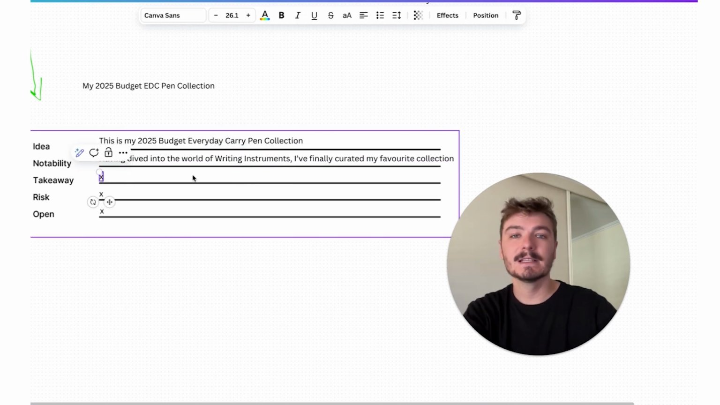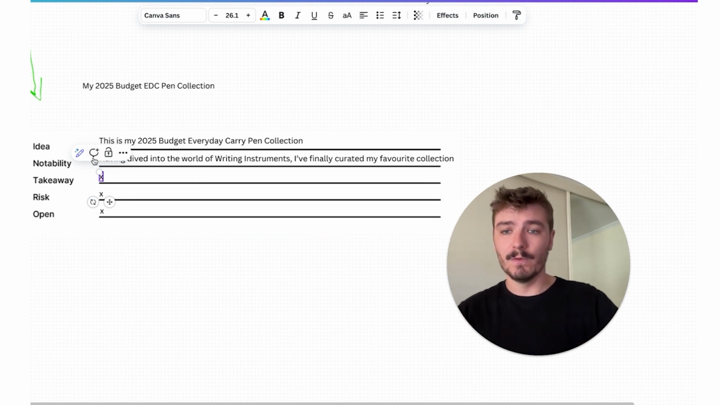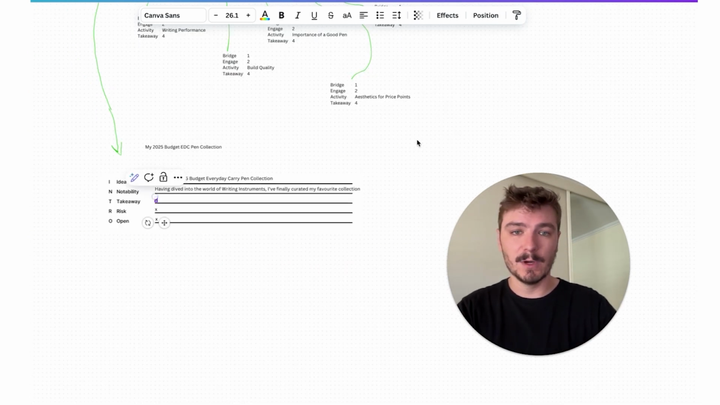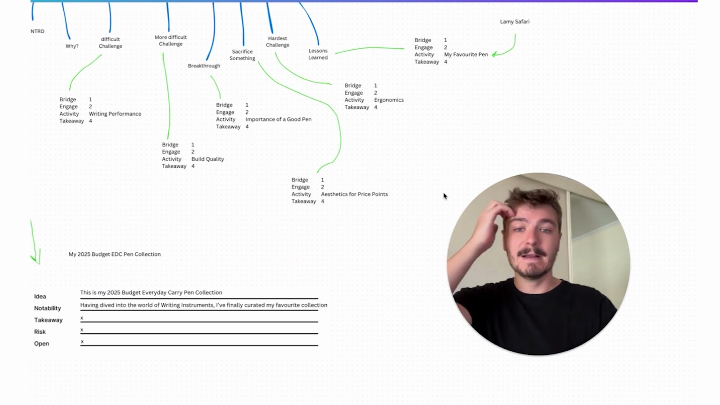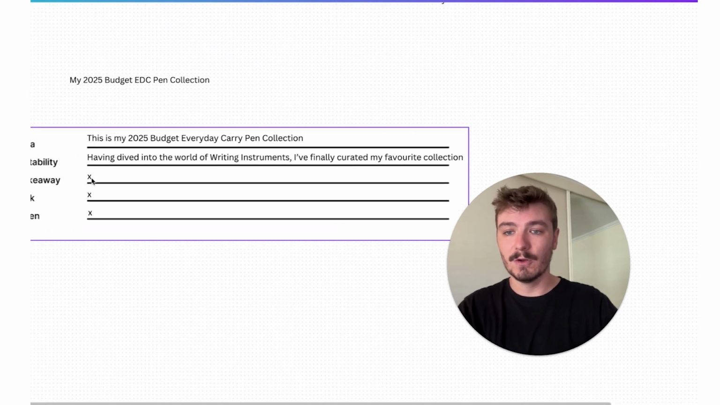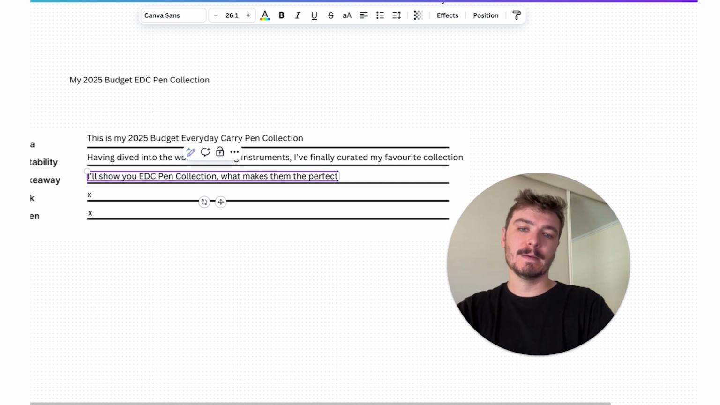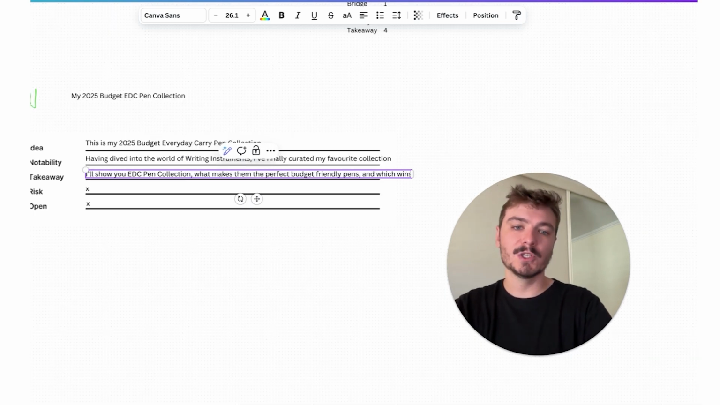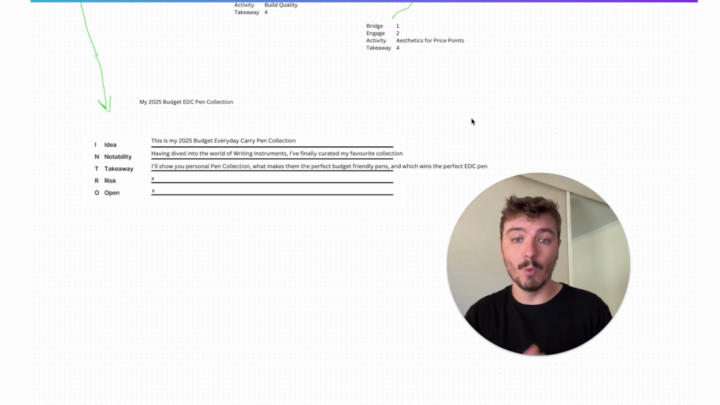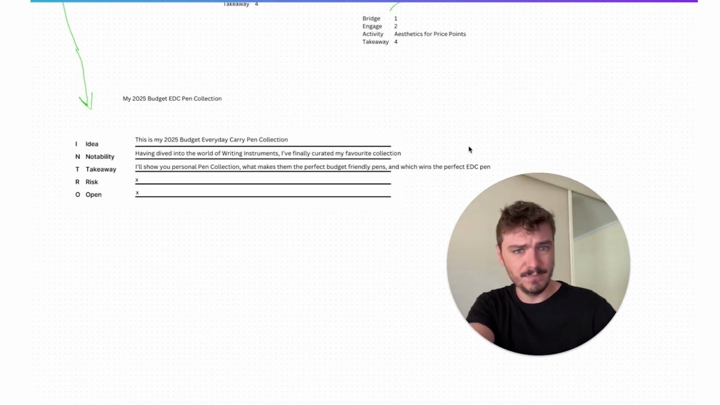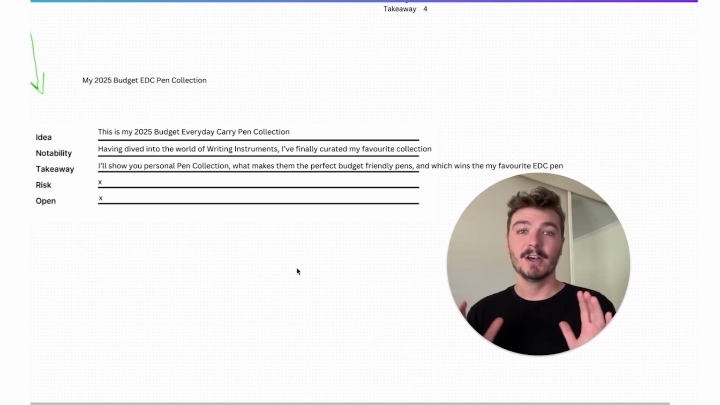Okay, the next thing here is the takeaway. So what is the takeaway of the video? What are we going to learn from this? From this, the takeaway will be, and that's why we look at this stuff first, it's my favorite pen and all of the different factors that make up a good EDC pen. So the takeaway: I'll show you my personal EDC pen collection, what makes them the perfect budget-friendly pens, and which wins as my favorite EDC pen. Okay, cool. So I like that.